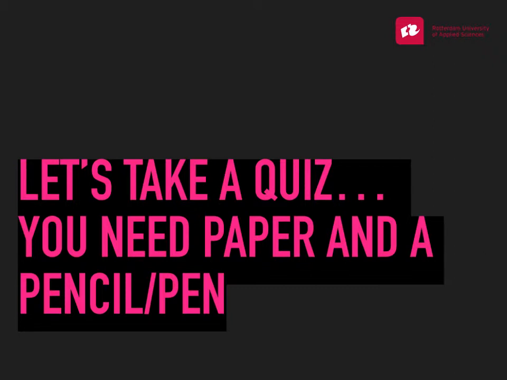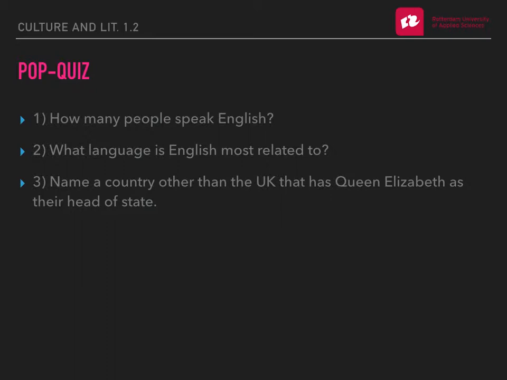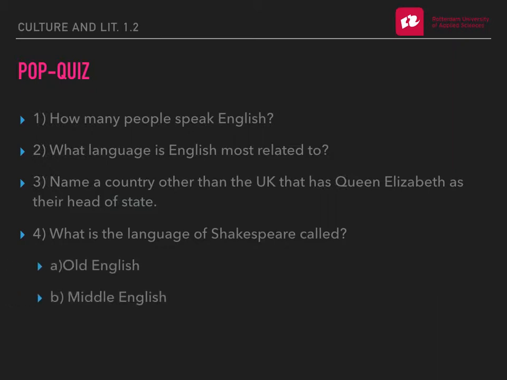Afterwards, answer them, pause the video if you'd like, and then you'll get the answers. This is based on basic information about English. Now, the first question is, how many people speak English? Question 2 is, what language is English most related to? Question 3 is, name a country other than the UK that has Queen Elizabeth as their head of state. Question 4 is, what is the language of Shakespeare called? And you can choose here between A, Old English, B, Middle English, C, Modern English. I'll pause the video and answer the questions on this quiz.